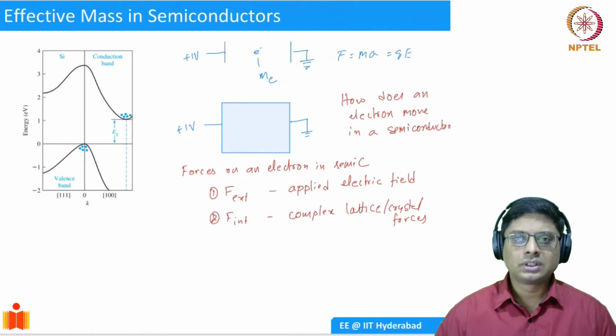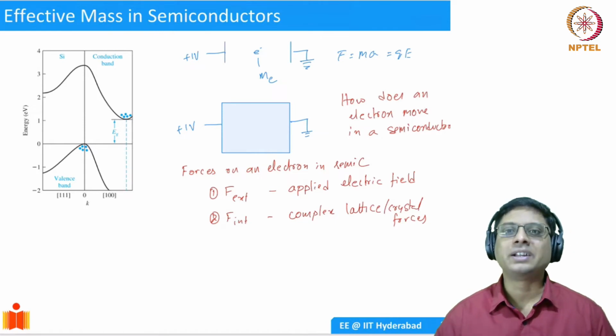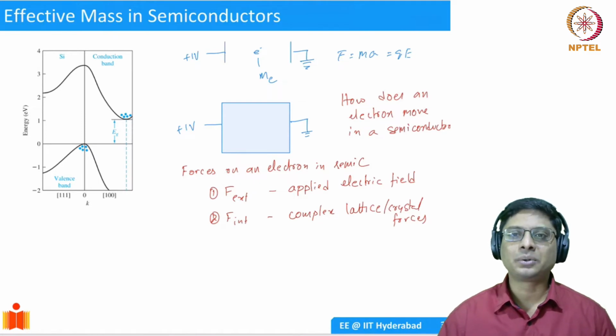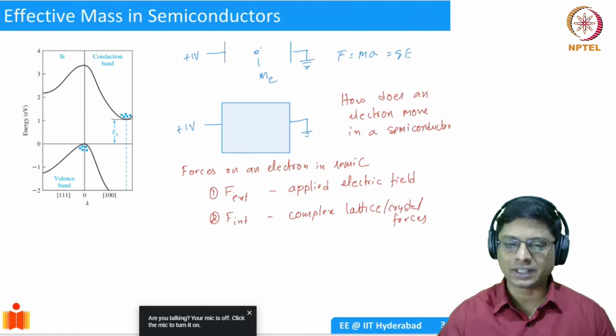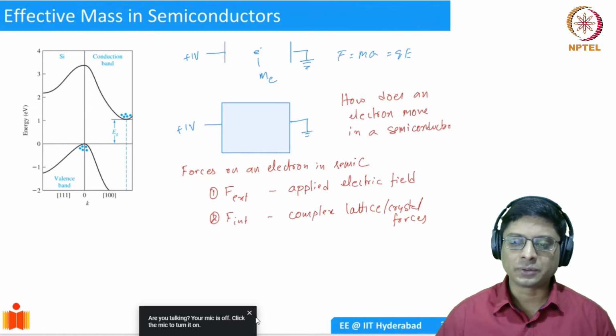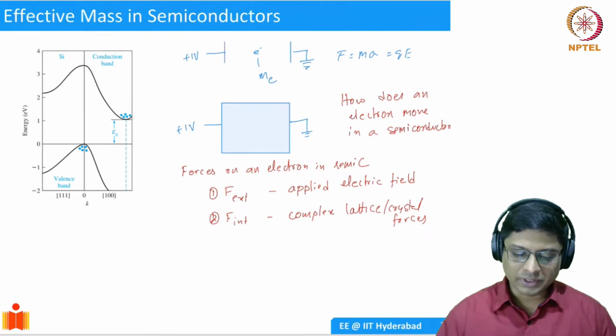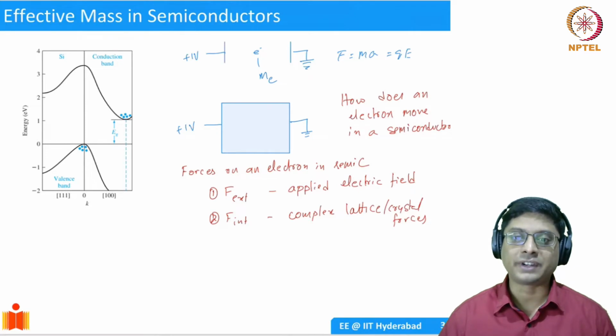So now, how does an electron behave in this environment? It is going to be quite challenging if you want to monitor every single electron which is moving in a crystal. It is impossible, really. So what we will do is we will introduce a concept known as effective mass.